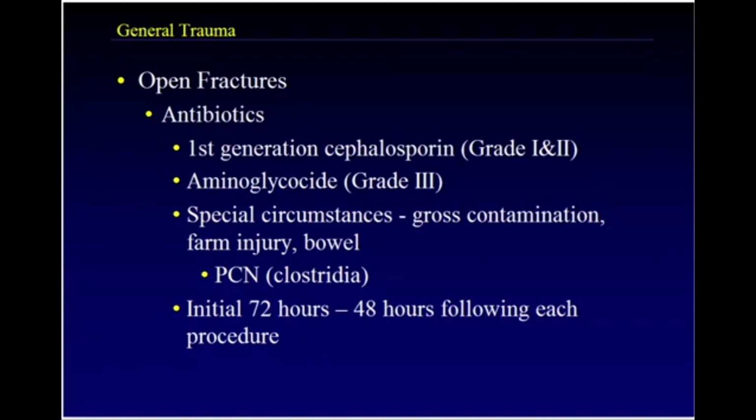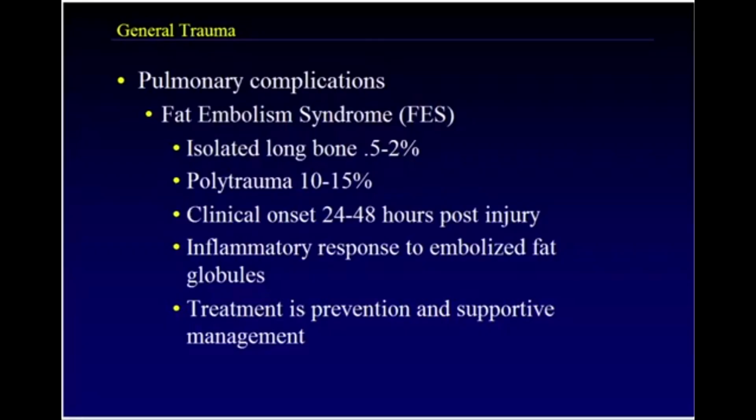adequate soft tissue coverage. Now, let's look at some pulmonary complications of multi-system trauma. The first one we're going to talk about is fat embolism syndrome, and this can be seen with isolated long bone fractures. The incidence is anywhere from 0.5 to 2%. It's much more common in the polytraumatized patient with multiple long bone fractures, as high as 10 to 15%. The clinical onset of fat embolism syndrome is typically 24 to 48 hours post-injury, which is important in differentiating it from other things that it can be confused with, such as pulmonary embolism, for example, which typically does not present that early, in 24 to 48 hours.